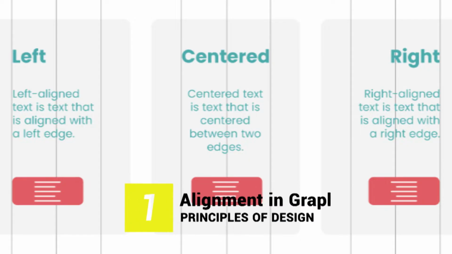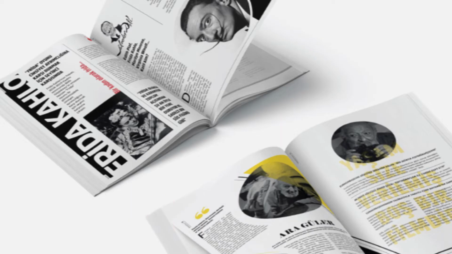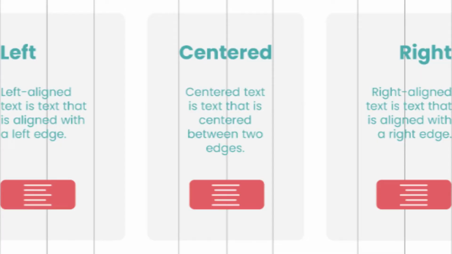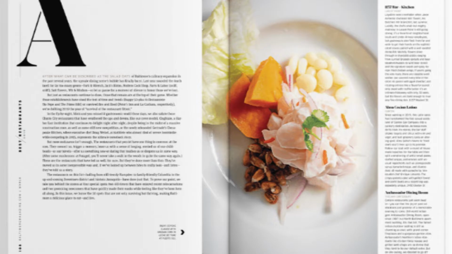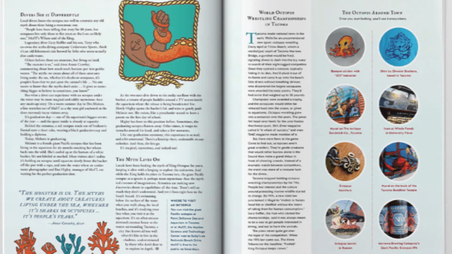1. Alignment in graphic design. The first principle of design that we are going to discuss is alignment. Hashtag lining things up, or not. Alignment refers to how different parts of a design are lined up in relation to each other. But don't forget that you can deliberately break the alignment to grab attention. Hashtag helps to organize and avoids clutter.